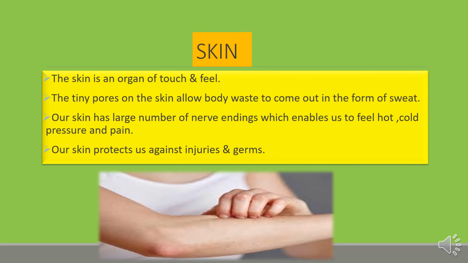The last type of sense organ is the skin. It is the outer covering of our body, and the skin is an organ of touch and feel. The tiny pores present on the skin allow body waste to come out in the form of sweat. All the germs and waste from our body come out in the form of sweat. Our skin has a large number of nerve endings which enable us to feel hot, cold, pressure and pain. Our skin protects us against injuries and germs.